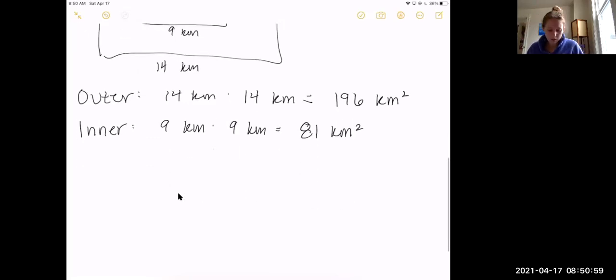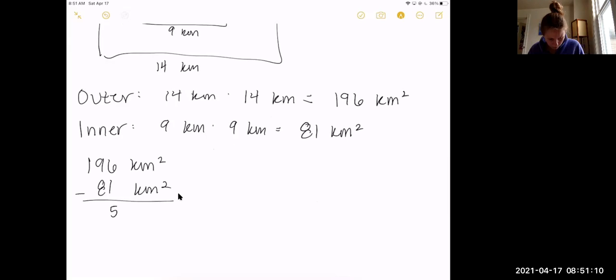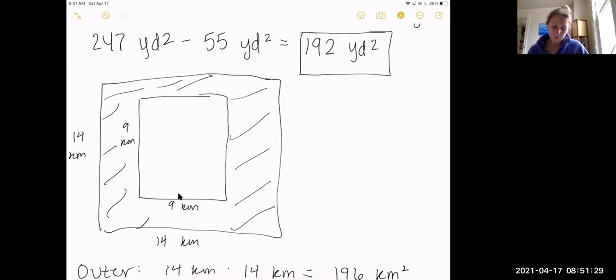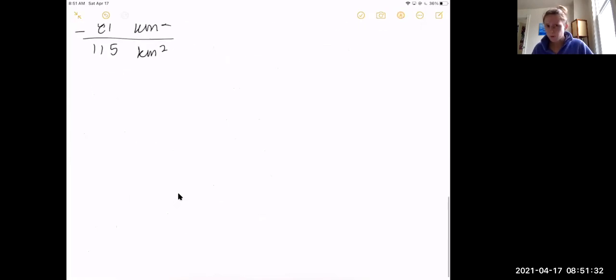And then same thing, we can subtract 196 minus 81. So it's 115 kilometers squared. Sorry, I didn't even show you the shaded region, but it was the same. It was just this outer region. Hopefully you're starting to get the hang of this. It's really not too bad.